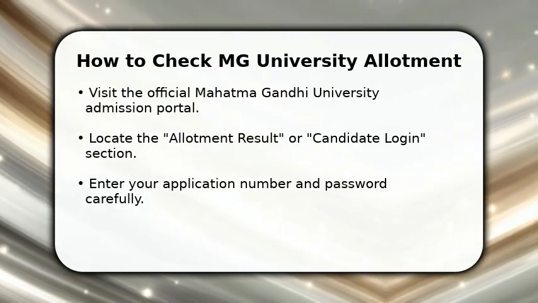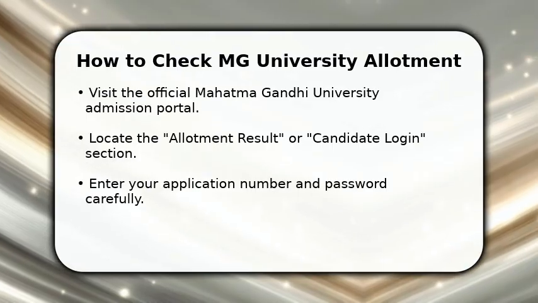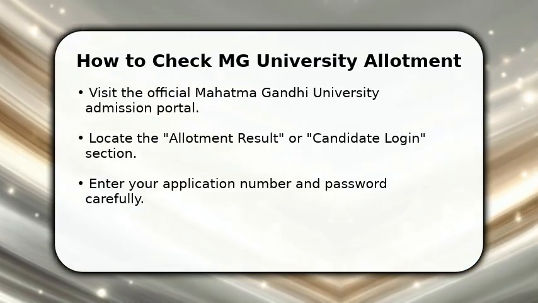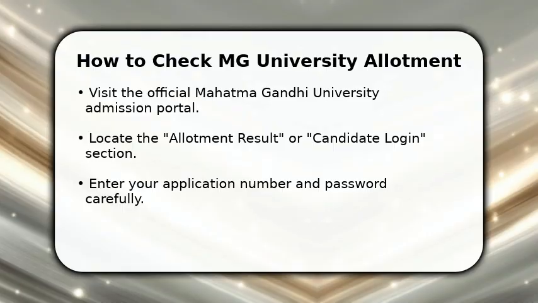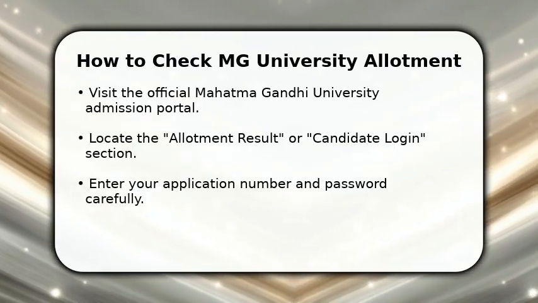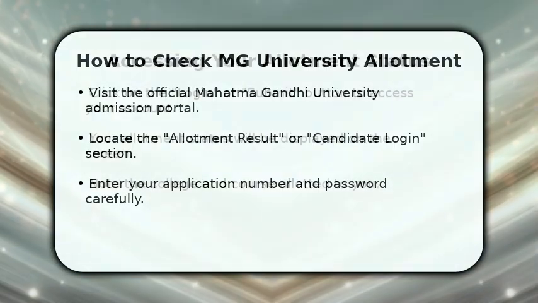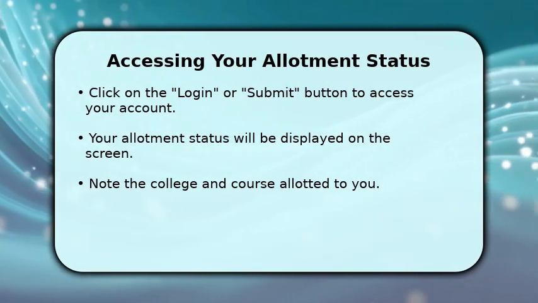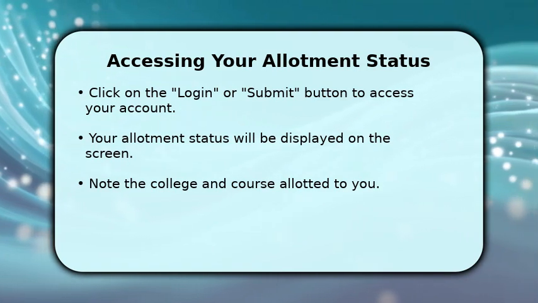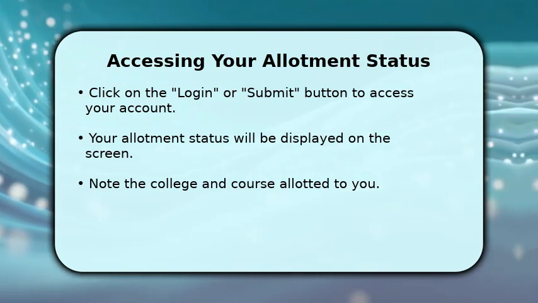Carefully enter your unique application number and the password you created during registration. Always double-check your personal details for accuracy before moving forward. After successfully logging in, your personal allotment status will be clearly displayed on the screen.